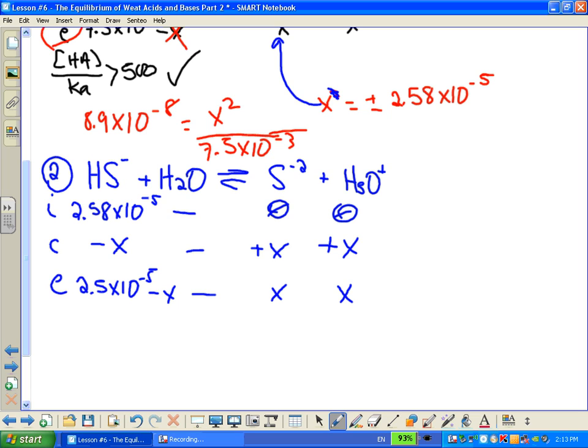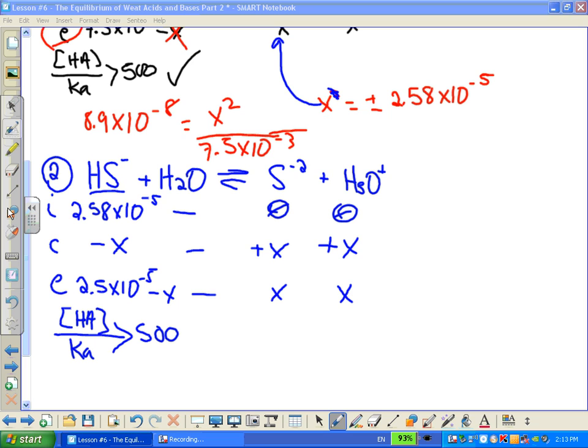Again, you want to make sure that it is greater than 500, and maybe you don't have to do a quadratic formula. So you're going to do HA, which is just your HS negative, right? HA just stands for your initial concentration of your acid, divided by our Ka must be greater than 500. If you put that in your calculator, you see that it is actually greater than 500. Therefore, we do not have to use this X. It is so small that it would not make a difference.